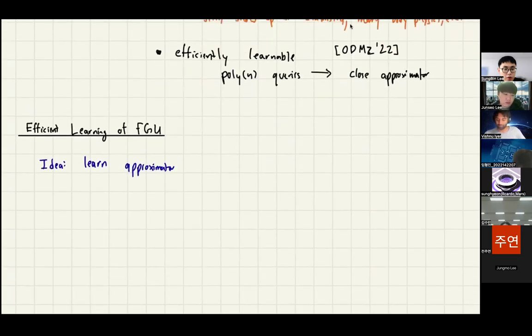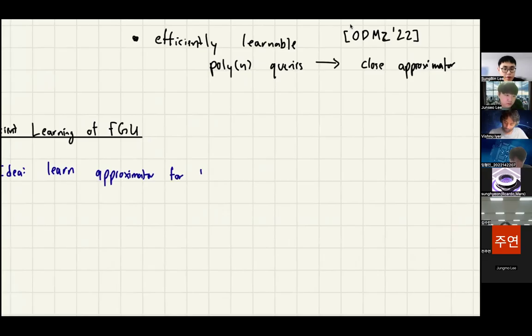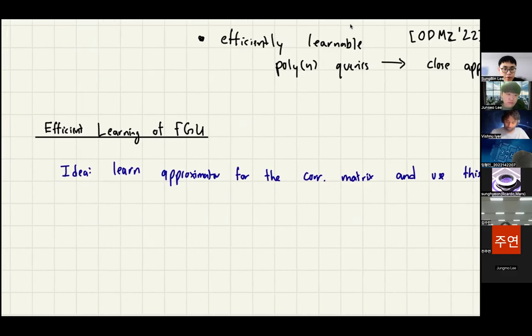So the idea is to learn an approximator for the correlation matrix. And then we're going to use this to reproduce the fermionic Gaussian unitary. Okay, so this is going to be our high level approach.